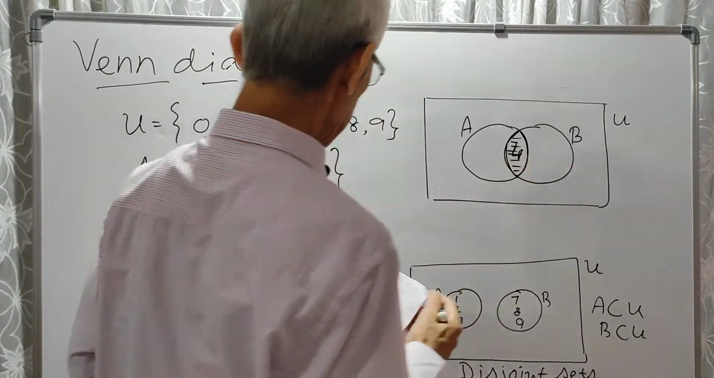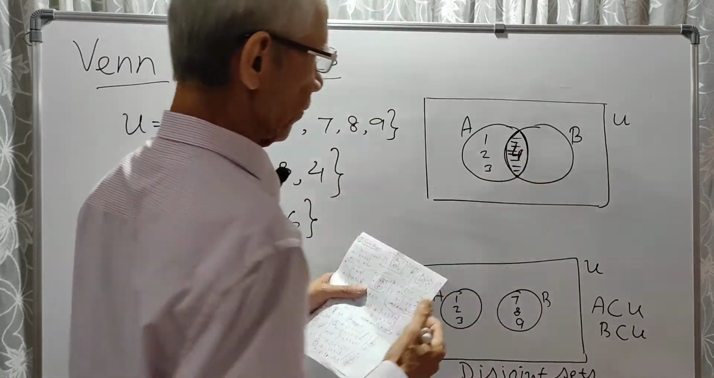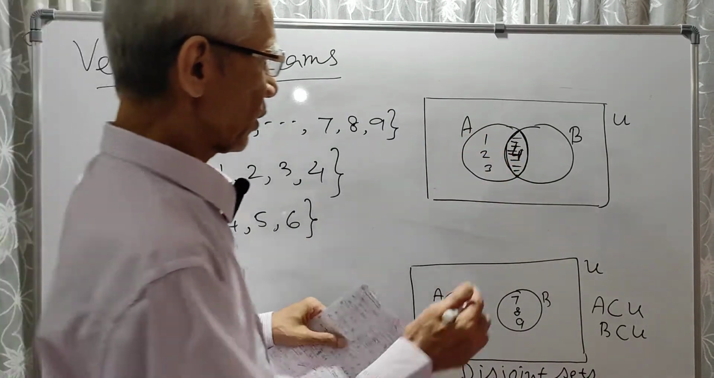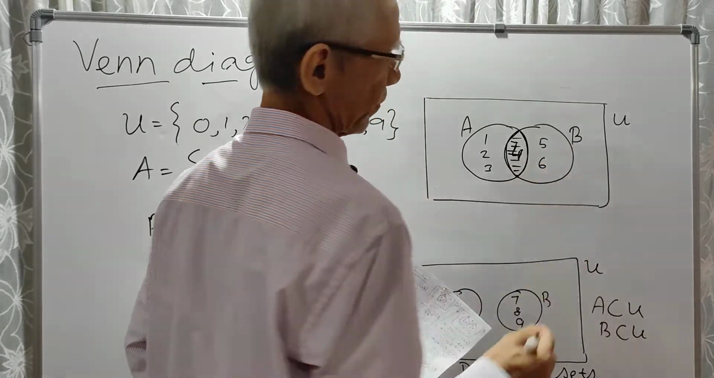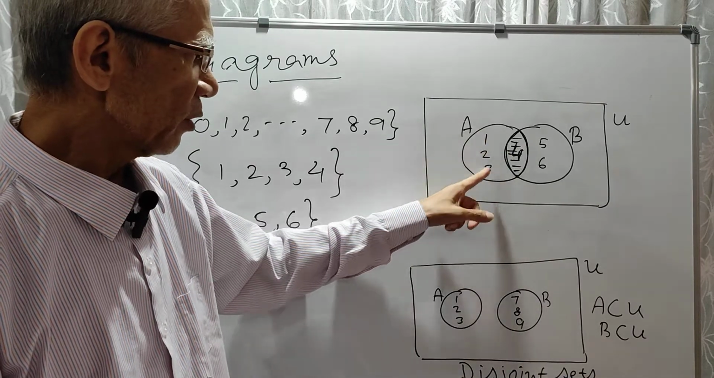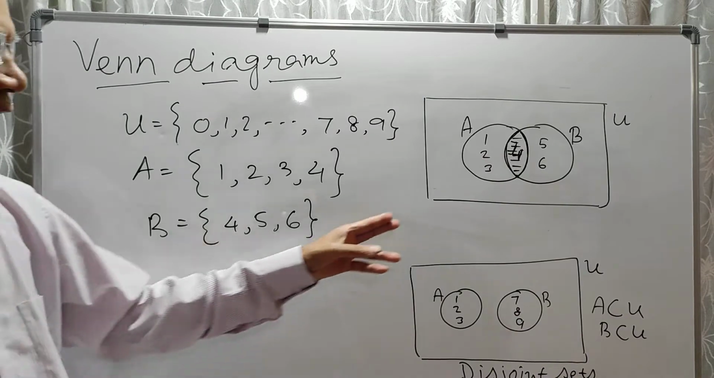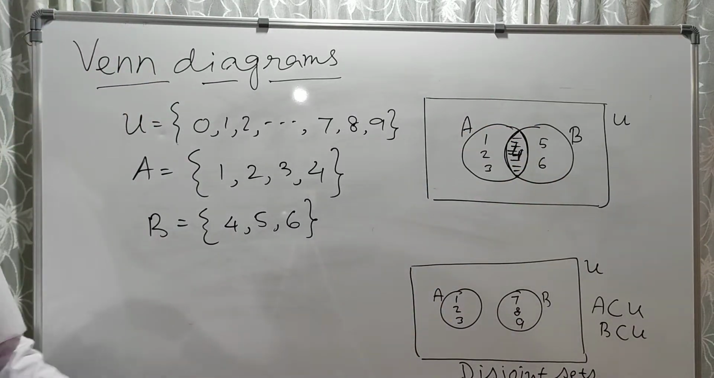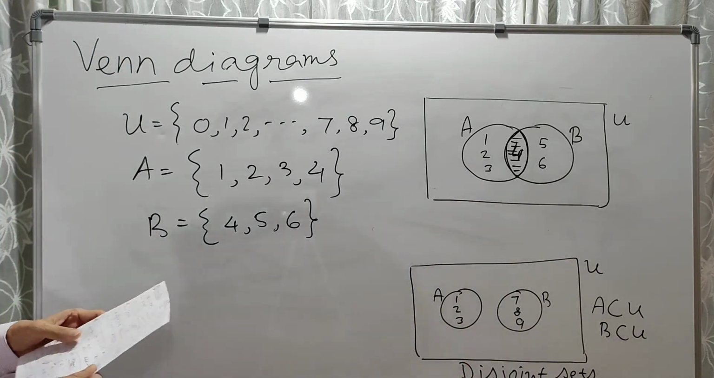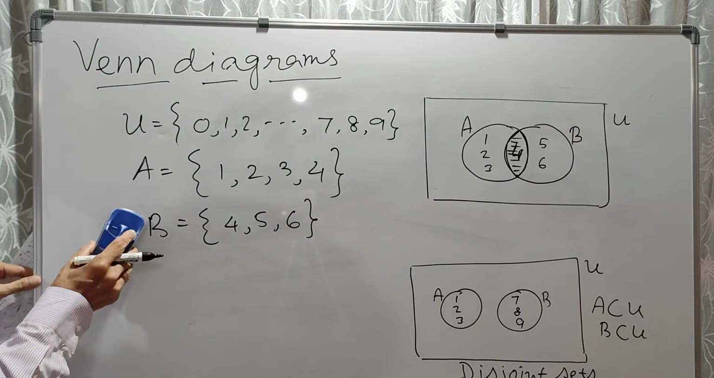And then A has 1, 2, 3, 4. So 4 is here, and 1, 2, 3. So A includes 1, 2, 3, 4. And B includes 4, 5, 6. So the B set contains 4, 5, 6, and the A set contains 1, 2, 3, 4, and 4 is the common element. Therefore, these two sets are intersecting sets, and this is the Venn diagram. So this is a Venn diagram of intersecting sets. This is a Venn diagram of disjoint sets. Is it clear? Then still there is a third kind.